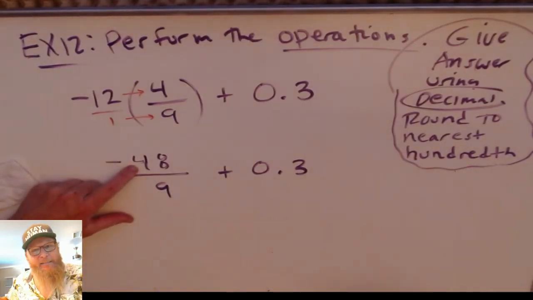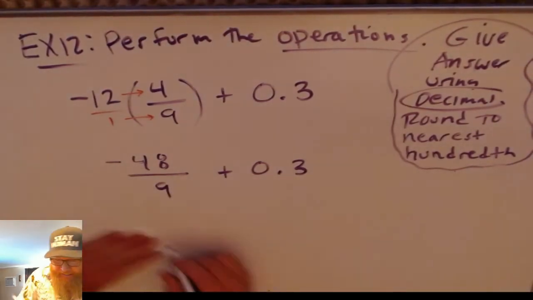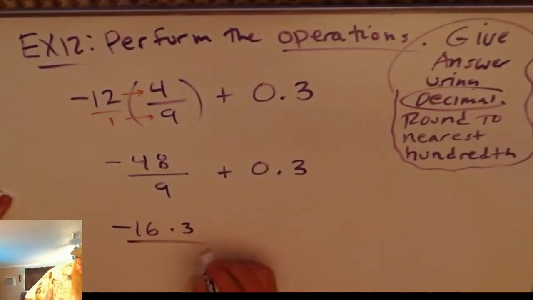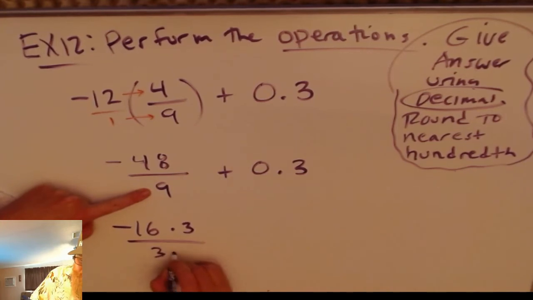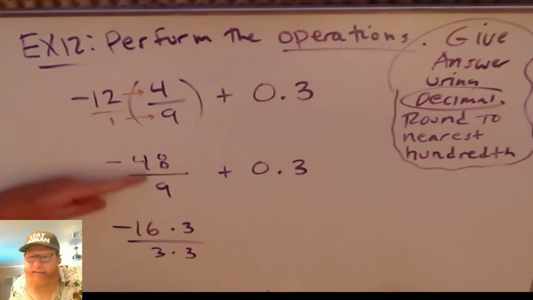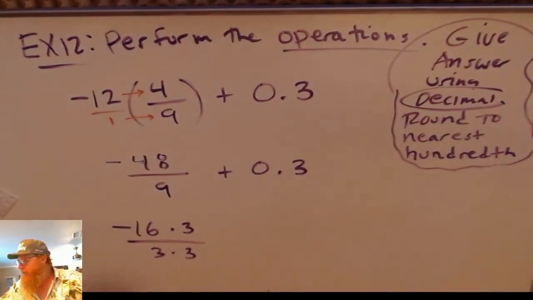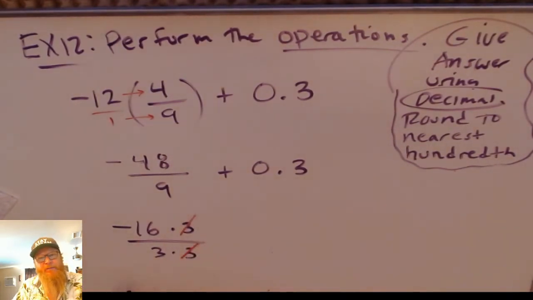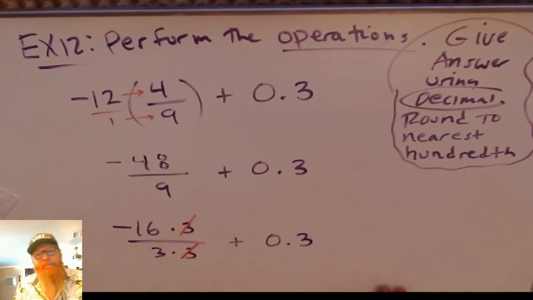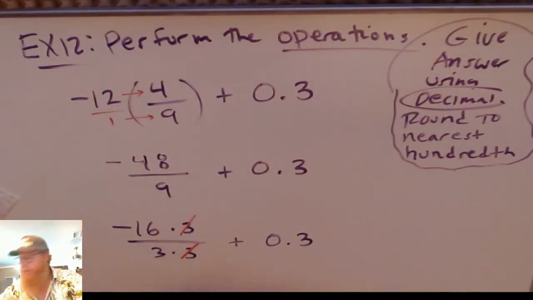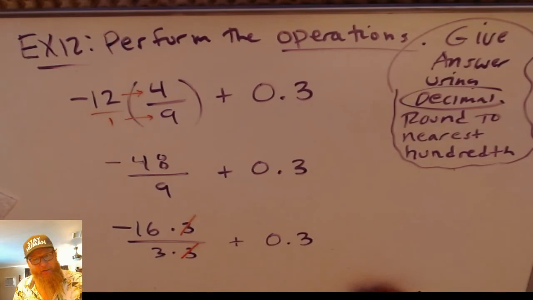So 48 is actually 16 times 3, isn't it? Negative 48 is negative 16 times 3. And 9 is 3 times 3. So I'm sure glad I didn't turn that into a decimal now. I could have made my life a lot easier by factoring out the 3's. And now I'm finally going to relent. Okay, I've got negative 16/3 plus 3/10.